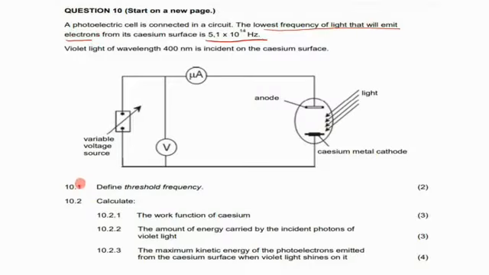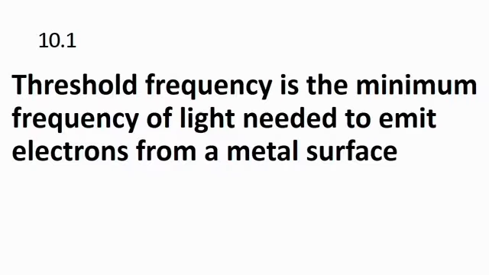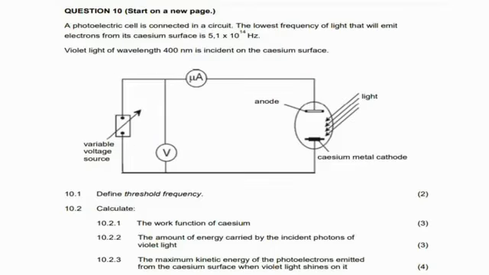Let's go read 10.1. 10.1 says define the threshold frequency. Can you see that the examiner here already gave you the definition of the threshold frequency, right? So we are supposed to say threshold frequency is the minimum frequency of light needed to emit electrons from a metal surface. Then 10.2 says calculate the work function of calcium for 3 marks, right?